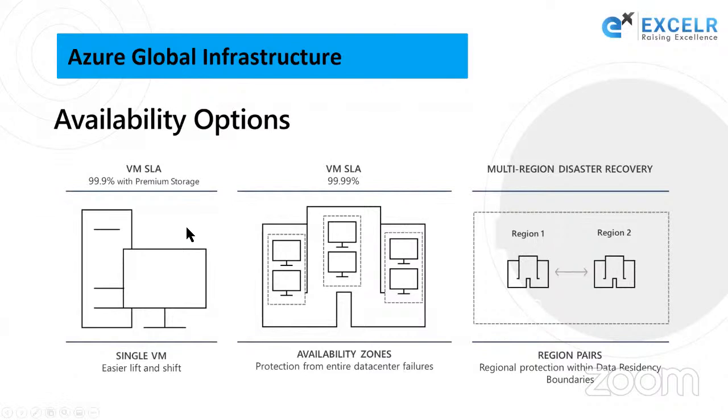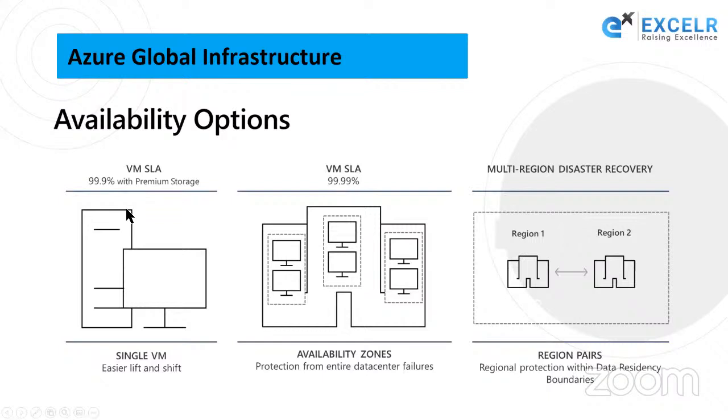Then within your Azure global infrastructure, we have the various availability options. This is a little unique as compared to other service providers. We have seen the concept of availability zone, so it is going to protect you from an entire data center failure. And we also have a concept of multi-region disaster recovery. With this single availability option, we get an SLA of 99.99%.